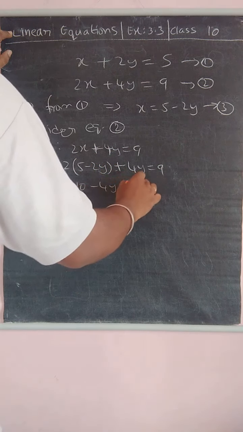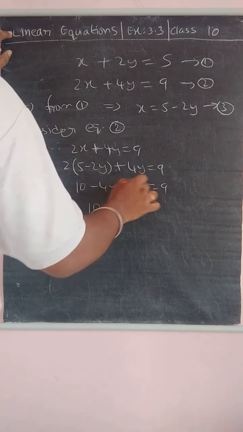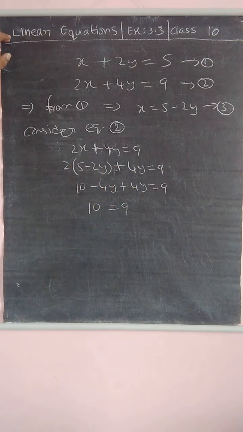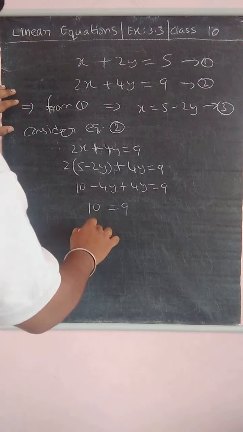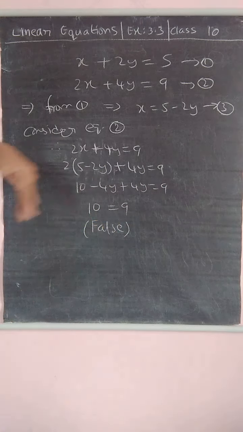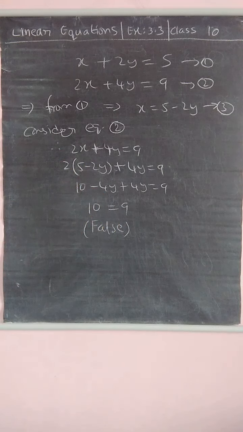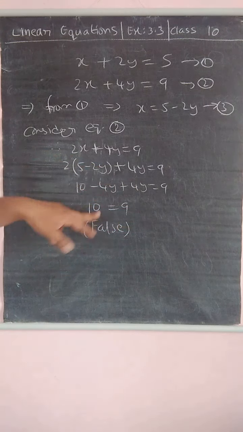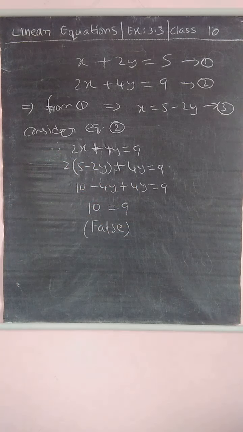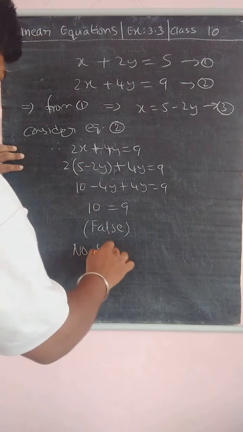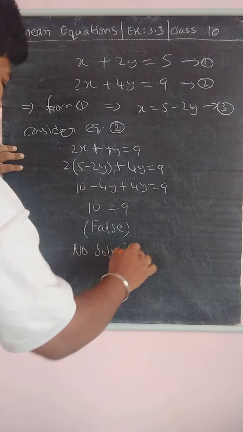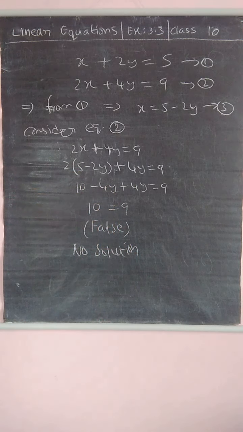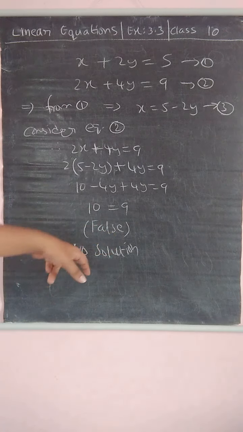2 times of 5 minus 2y plus 4y is equals to 9. 10 minus 4y plus 4y is equals to 9. So this will eliminate. So it means 10 is equals to 9 you are getting. This is a false condition. So here also there is no variable, but the condition is false. So if this type of case comes, it means parallel lines. So there will be no solution. If the variable is not there but you are getting a true condition, then it will be coincident lines. They have infinite solutions. We can take any x and y value. Here any x and y means the particular solutions. So here, no solution.